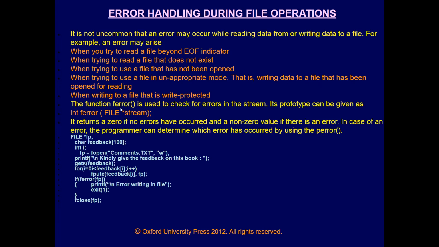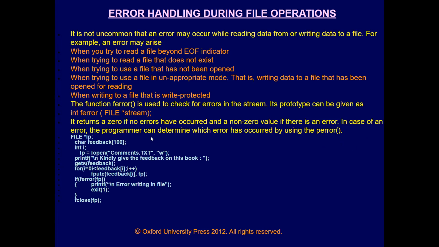The function ferror is used to check for errors in the stream. Its prototype can be given as int ferror(FILE *stream). It returns 0 if no error has occurred and a non-zero value if there is an error. In case of error, the programmer can determine which error has occurred by using the function perror.